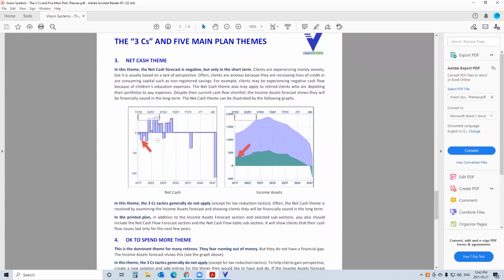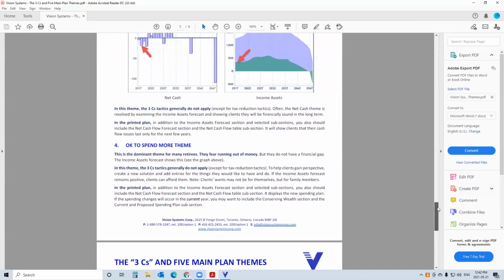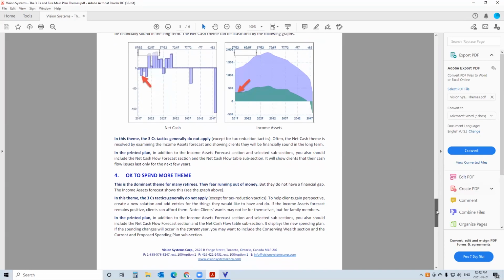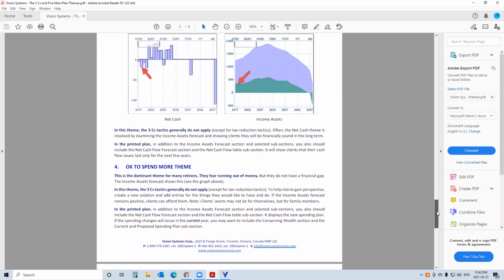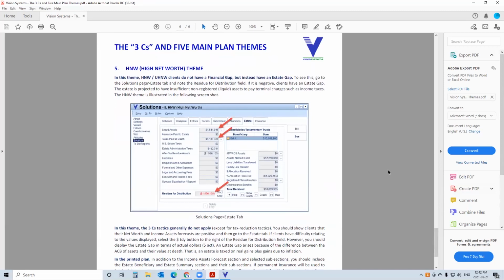Net cash flow, again, they're running cash flow negative. They're very concerned about it. Typically, it's from a specific reason, educating children, whatever it might be, and everything will work itself out in time. Okay to spend more. I don't have a graph for that, but it's essentially, the income assets look great, and you could spend more if you wished, including not just on yourself. And then, of course, the high net worth theme is you're going to be fine.